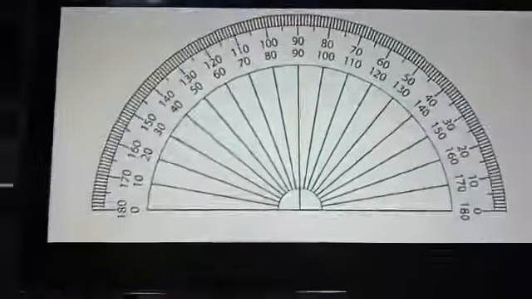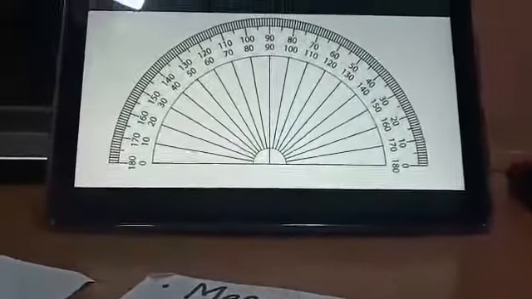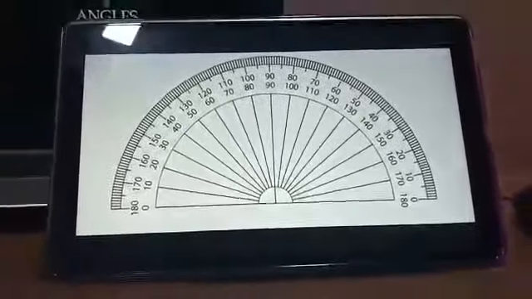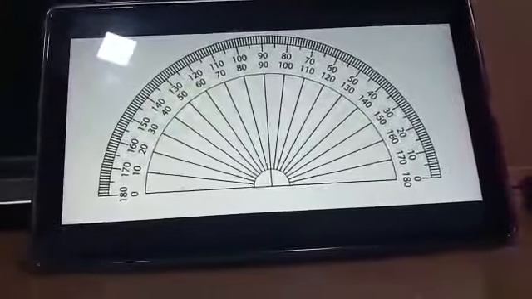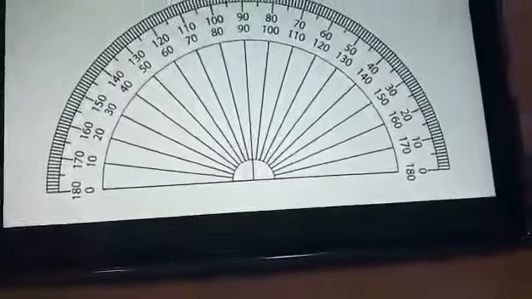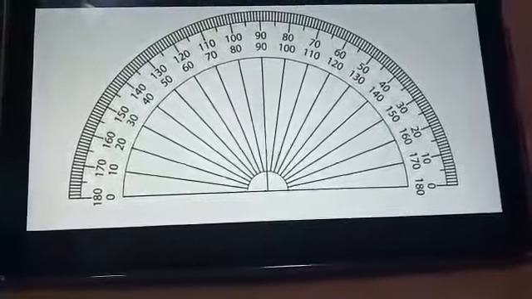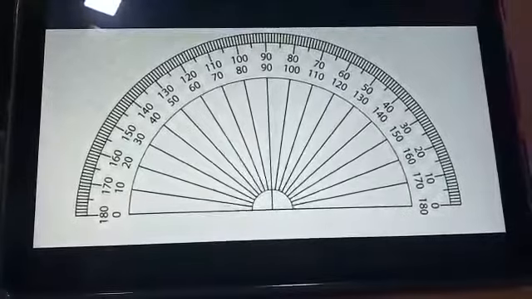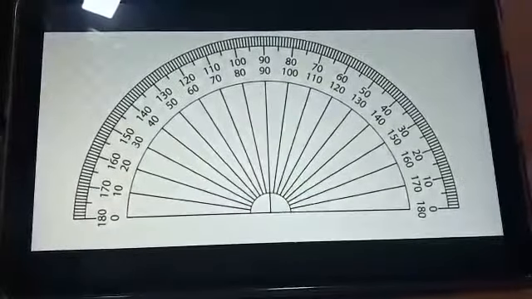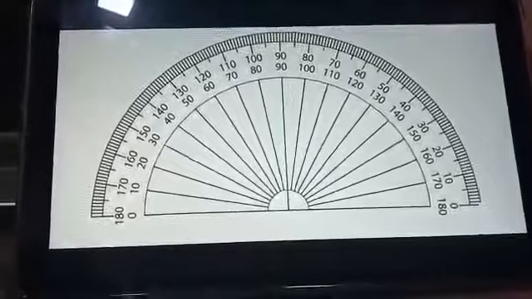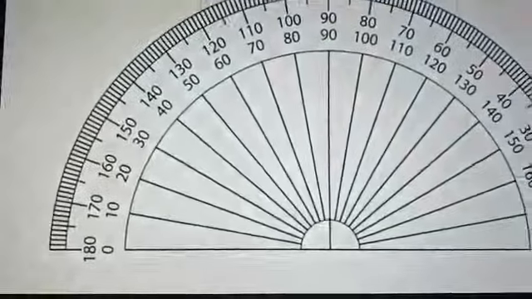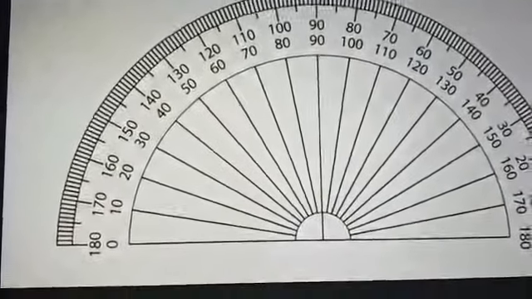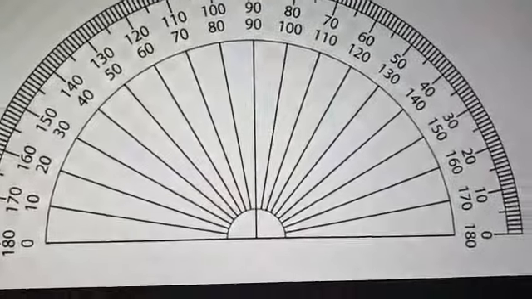If you look at the protractor carefully, we can see two sets of measurements written on it. These are called scales. The inner scale has 0 degrees to 180 degrees written on it from right to left. The outer scale has 0 degrees to 180 degrees written on it from left to right. It also has a center and a baseline, joining the center to 0 degrees. We will always start measuring an angle from 0 degrees.